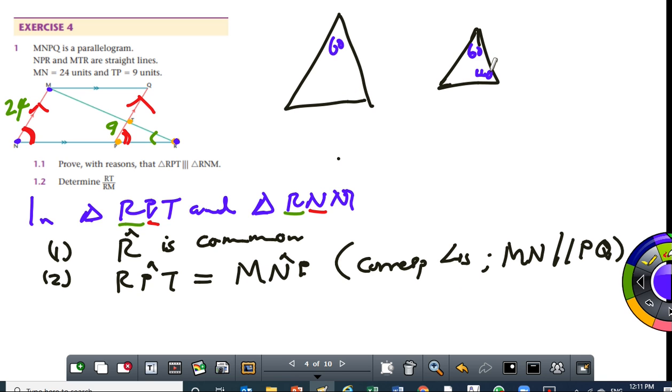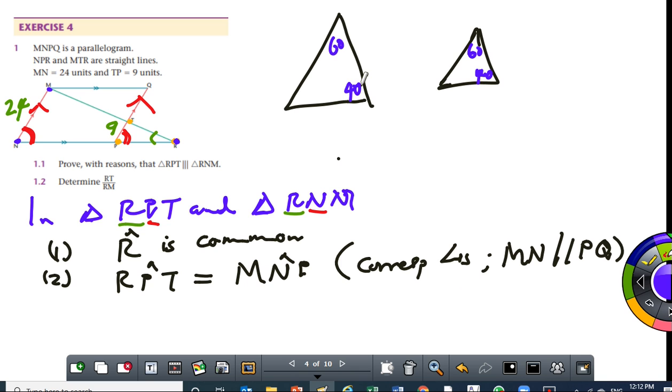I'm sure you can agree with me that if I add 60 and 40, I'll get 100. 100 from 180, I'll get what? 80. Here as well, 60 plus 40 gives me 100. From 180, you get 80. So when you prove that two pairs of corresponding angles are equal, the third pair is automatic. You don't have to stress about it.